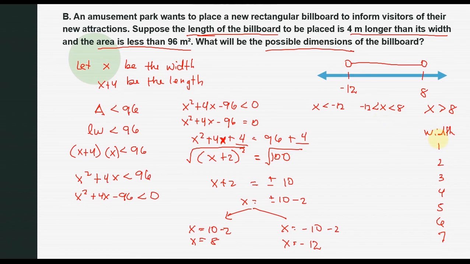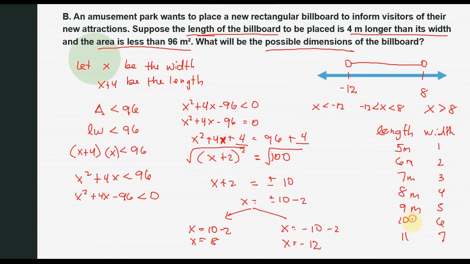So if our widths are as follows, then our length, according to our statement, is x plus 4. So we need to add 4 to each width. 1 plus 4 is 5, 2 plus 4 is 6, 3 plus 4 is 7, 4 plus 4 is 8, 5 plus 4 is 9, 6 plus 4 is 10, 7 plus 4 is 11. And since we're dealing with measurement, don't forget the unit of measure, which is meters.